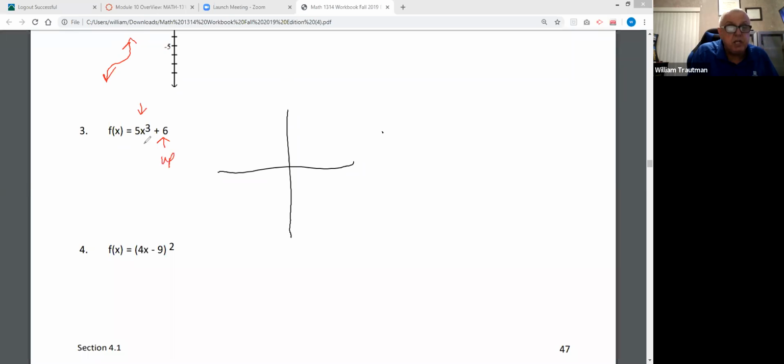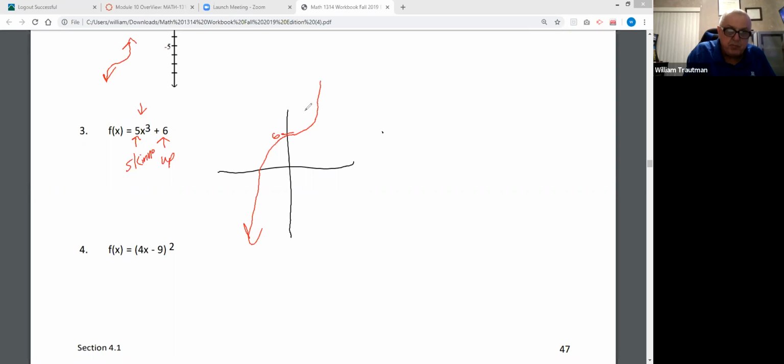+6 means the graph goes up, and the 5 in front means the graph gets skinnier. The correct terminology is that it stretches. So this is an x cubed graph that goes up 6 spots. So it kind of looks like this. I don't know, it's not easy for me to draw this thing. It looks kind of like that, right? I'm still really bad at it. Let's try it one more time.